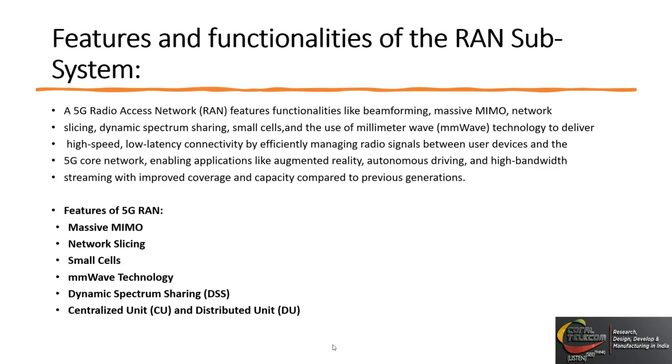These are the listed features. Massive MIMO is a feature in the 5G subsystem, so you can create a radio of the massive MIMO type. Then network slicing you can implement for different types of users. Then small cells you can deploy. Then millimeter wave technology you can use. You can design a radio which can handle millimeter wave, use the higher spectrum and give more throughput.